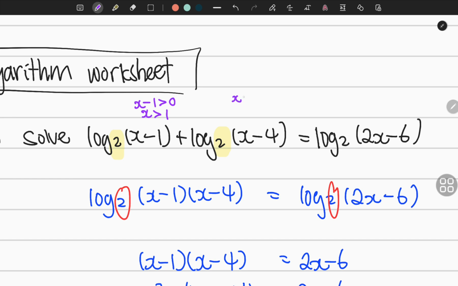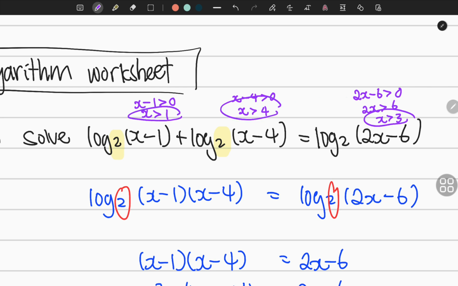What about the second logarithm? We have x minus 4 to be more than 0. What that means is actually x is more than 4. Okay, and then lastly we have 2x minus 6 to be more than 0. That is basically 2x is more than 6 and x is more than 3. So if you combine all of these inequalities, x more than 1, x more than 4, x more than 3, what that means is basically x has to be more than 4.